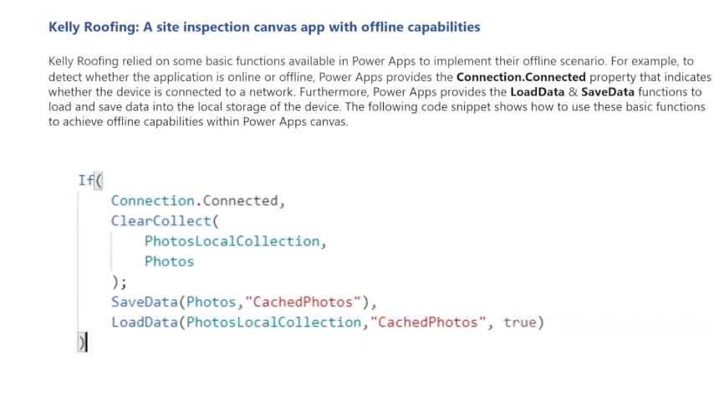Again, a successful project for Kelly Roofing with this particular inspection app because their scenario was scoped properly, and they understood the limitation of the platform, even in terms of how much data they can save into the device. And then also understanding that they don't have to worry about complex things like syncing and synchronization and conflict resolution of items that can be created in multiple devices offline.